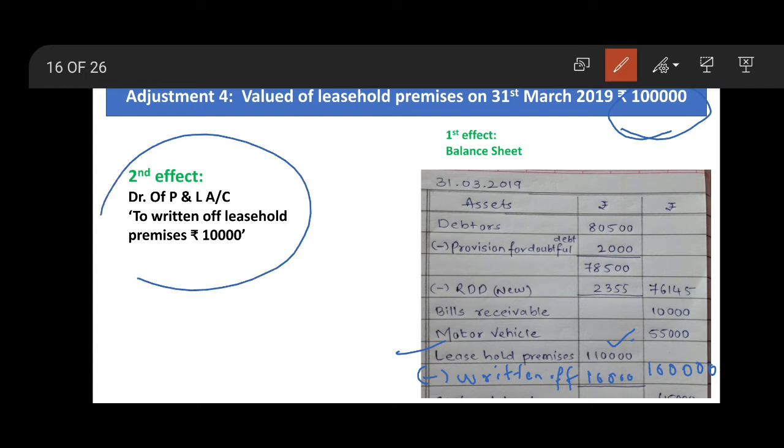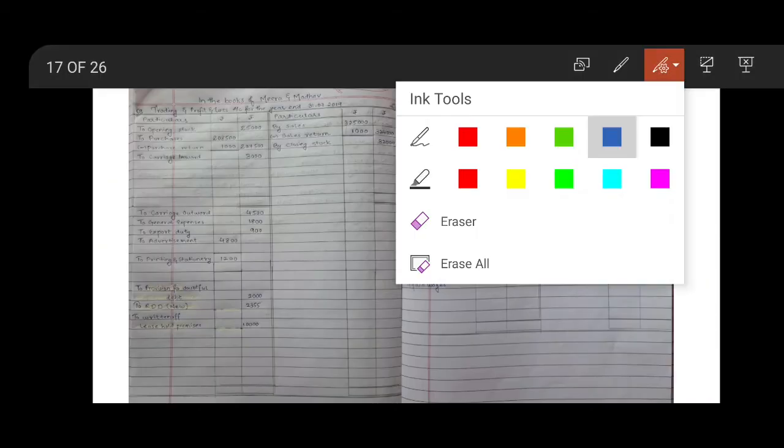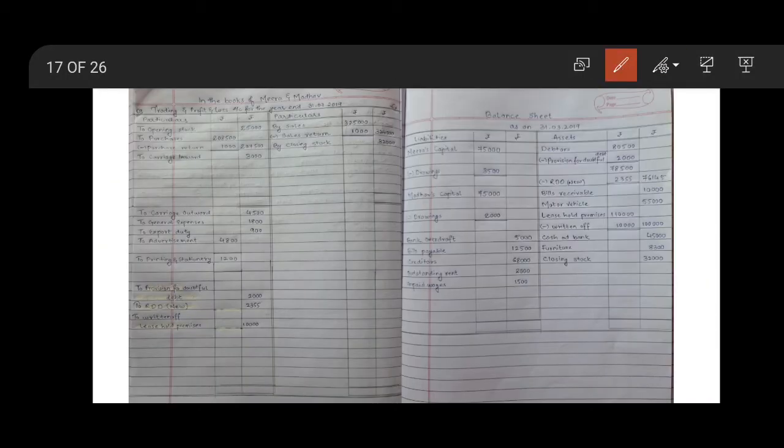The second effect goes to debit side of profit and loss account, writing to written off leasehold premises 10,000 rupees. You can see it here. Leasehold premises was 1,10,000 less written off 10,000. 1 lakh is in the outer column. The next effect to the debit of profit and loss account to write off leasehold premises 10,000 rupees.